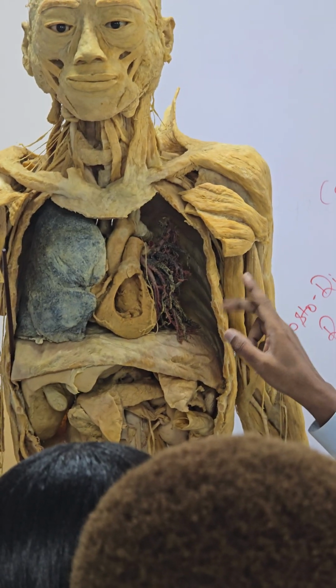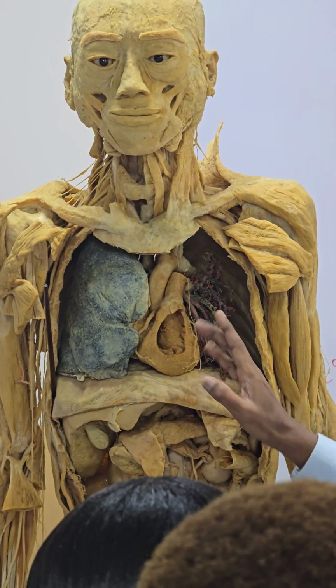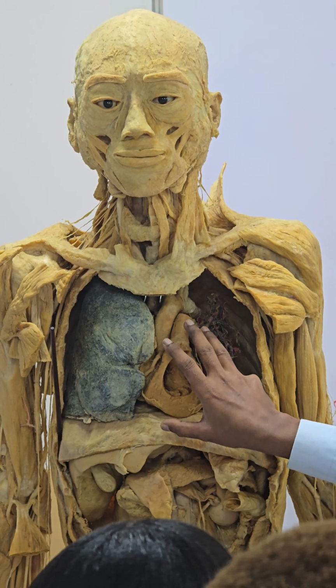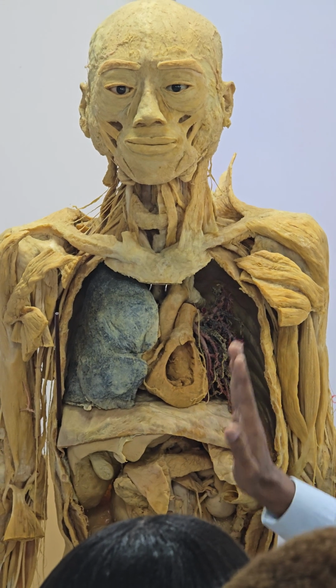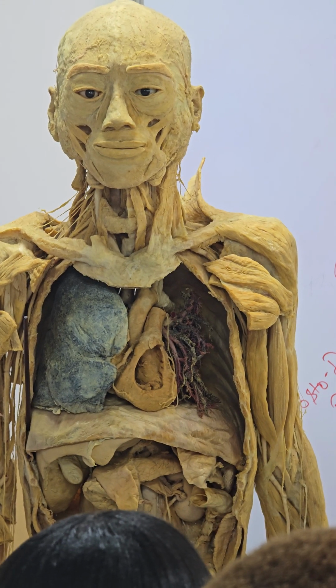Two lungs. In between the two lungs, in the midline, whatever you're seeing, the situation of the heart, completely from the sternum till the vertebral column, that space is known as the mediastinum.